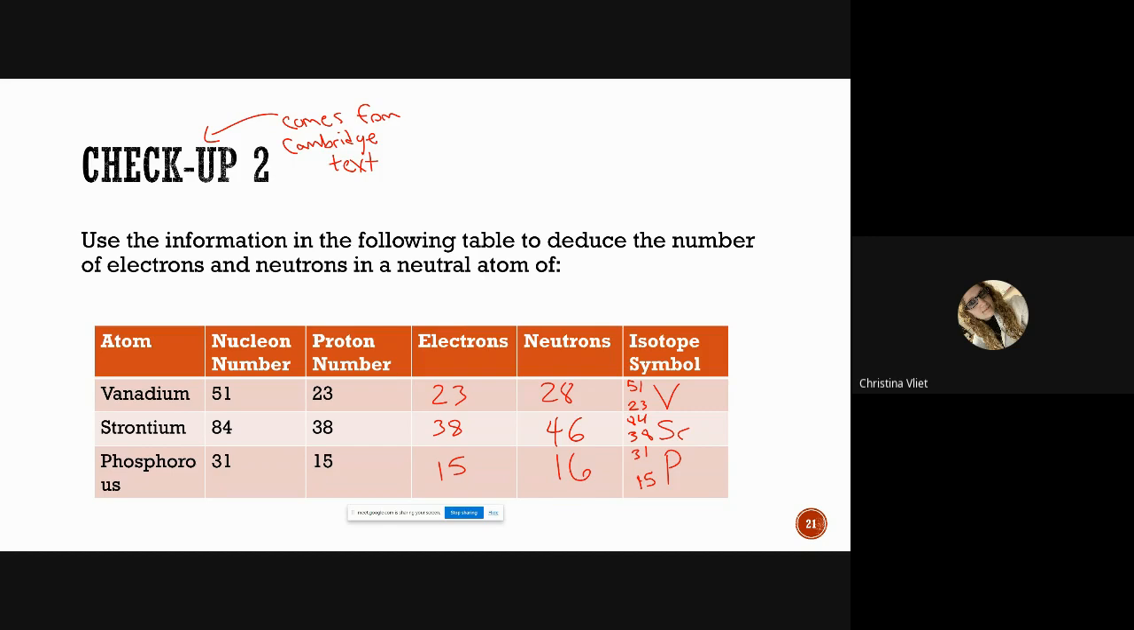Let's do one on the next slide. I'm going to leave this up for about 20 more seconds. Let's do one on the next slide just to see the other way a question could look. And then we're going to talk about ions before we leave. We've got to get to ions and isotopes.